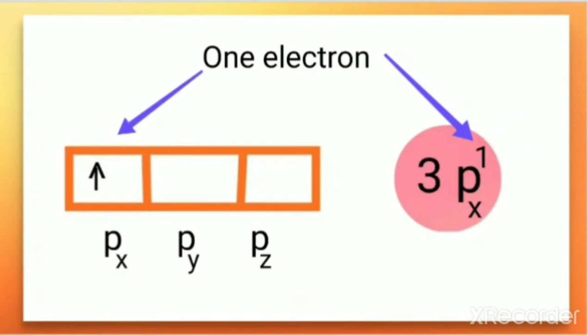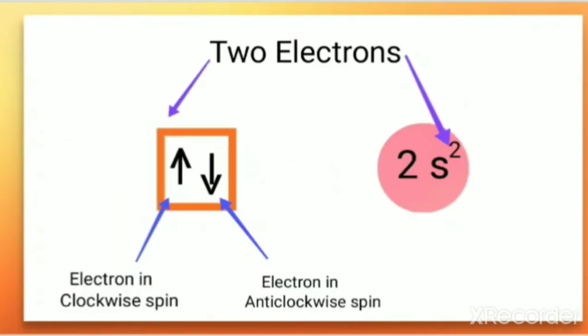Let us take one more case. Here the notation is given as 2s2, where 2 is the principal quantum number, s is the subshell, and 2 is the number of electrons. So here 2 electrons are there, therefore we have made 2 arrows here. Why have we made a single box here? Because it is an s orbital. An s orbital has only one orientation, therefore a single box. And the 2 arrows shown here are the electrons.